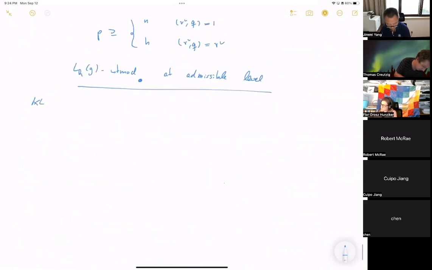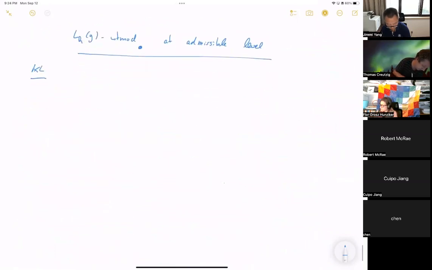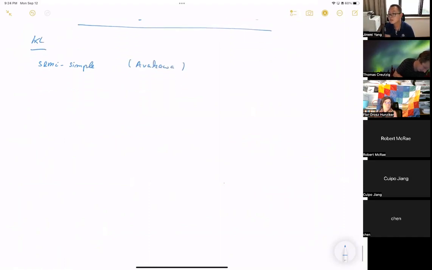So what do we know about Kazhdan-Lusztig? First of all, we know it's a semi-simple category. This is a theorem of Tomoyuki Arakawa. Then it's a vertex tensor category, and this statement is probably one of the main starting points for why I'm giving the talk here.